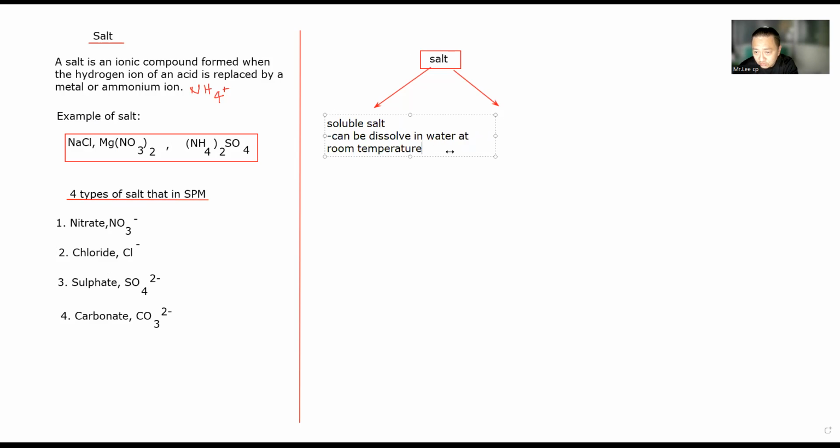What if it is not a soluble salt? Then we call it an insoluble salt. What is an insoluble salt? An insoluble salt, of course, cannot dissolve in water at room temperature.